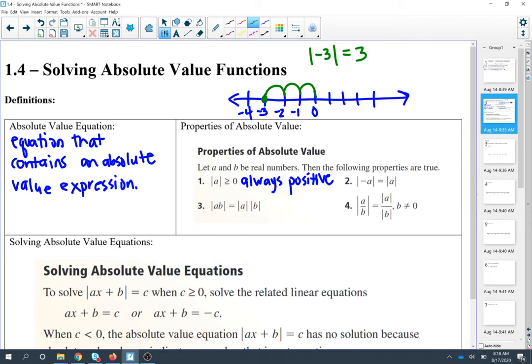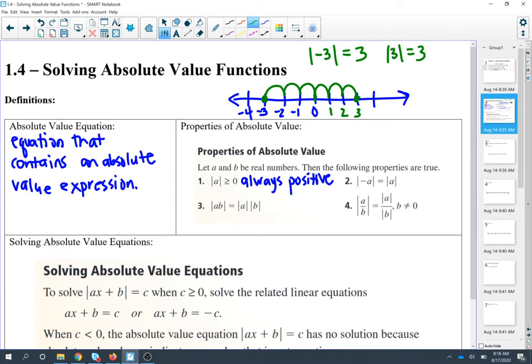We could do it the other direction. 1, 2, 3. Absolute value of 3 is just asking you, well, how far is 3 from 0? 1, 2, 3. It's still 3 paces or 3 steps. So absolute value is always going to be positive because we're talking about a distance.